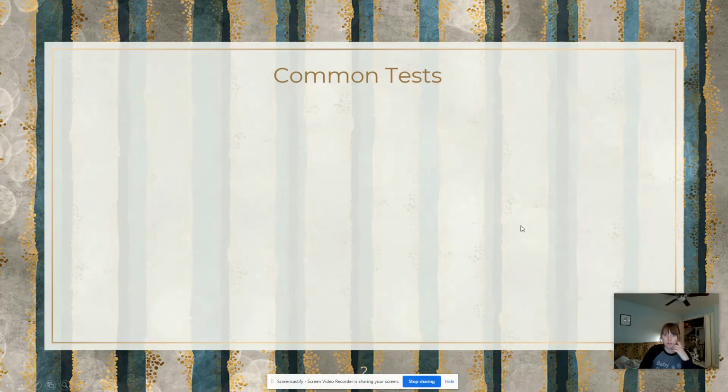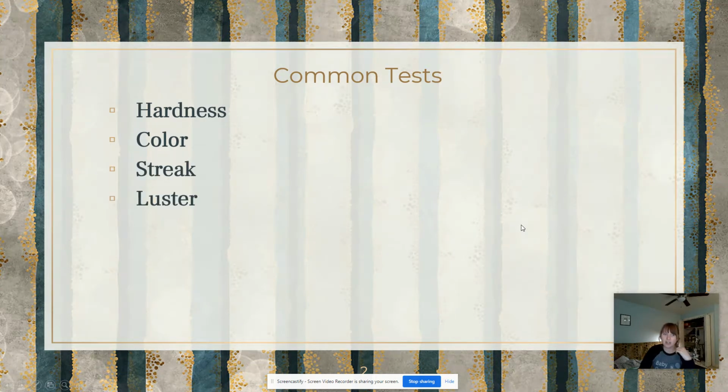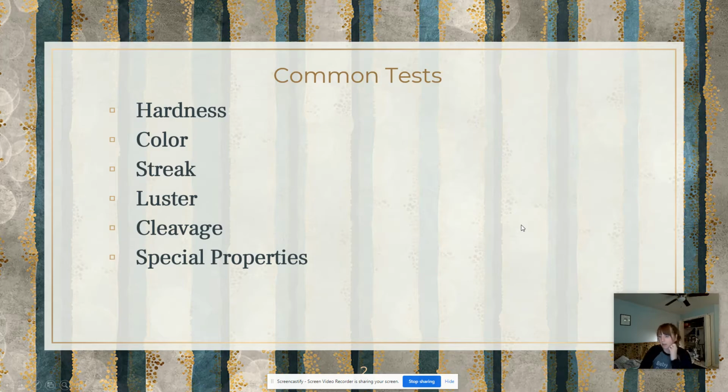So common tests that we'll look at today are hardness. So how hard is the mineral or rock? Color, streak, luster, cleavage, and then some special properties.